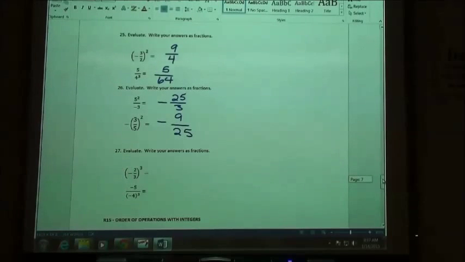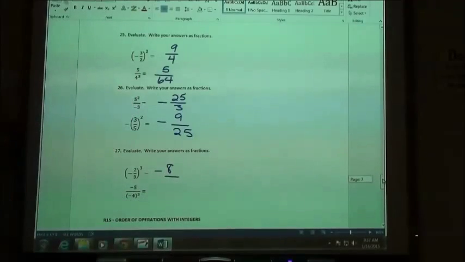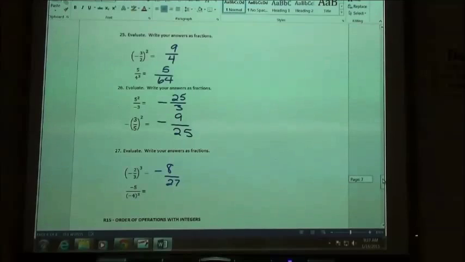So on number 27, if I take negative 2/3 and I cube it, it's going to be positive or negative? It's going to be negative, right? Because I'm cubing it, I'm going to have an odd number of negative signs. 2 cubed is 8. 2 times 2 times 2 is 8. And 3 cubed? 27. Probably should have put my negative more in front, but oh well, we get the point. Negative 8/27.